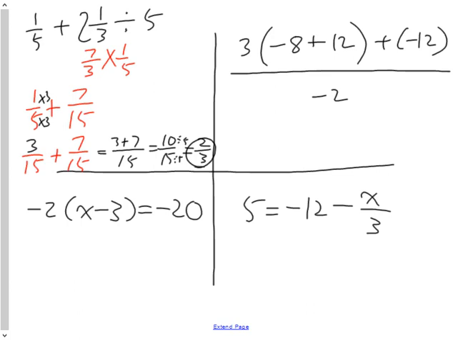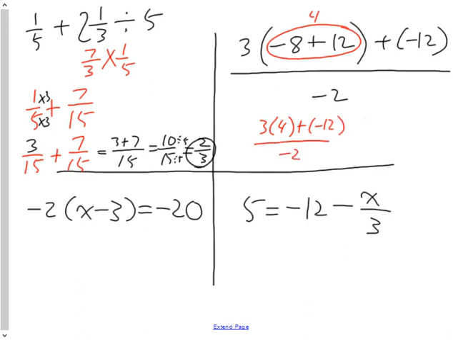Your next question gives you an integer BEDMAS question. It says 3 multiplied by, and really inside there is a multiplication sign, but we don't write it anymore because we know a number next to a bracket means multiplication. -8 plus 12 plus -12, all of that divided by -2. Well, if I think about brackets first, what is -8 plus 12? It's 4. And then we would have 3 times 4 plus -12 divided by -2.